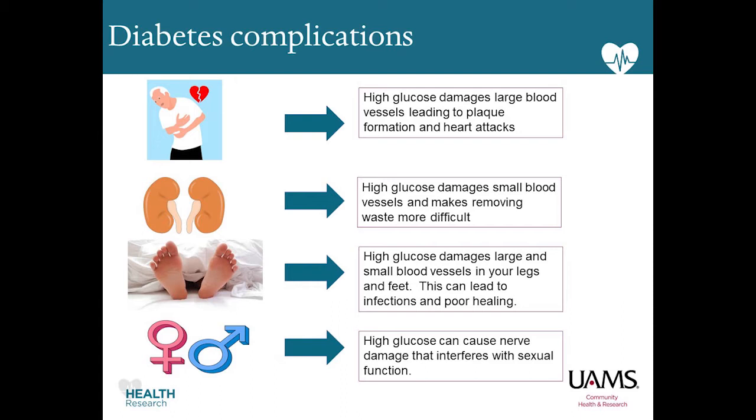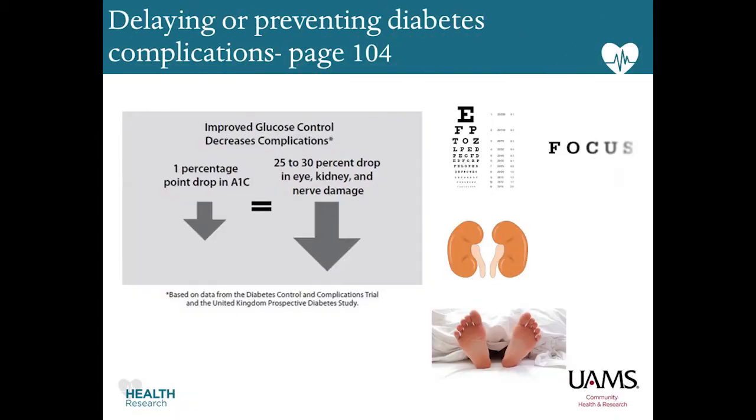difficult. Also, high glucose can damage large and small blood vessels in your legs and feet. This can lead to sores and cuts that don't heal well, which can lead to infections and poor healing. Also, this can lead to amputation. And then, of course, high blood sugars can cause nerve damage that interferes with sexual functioning. But there is some good news.